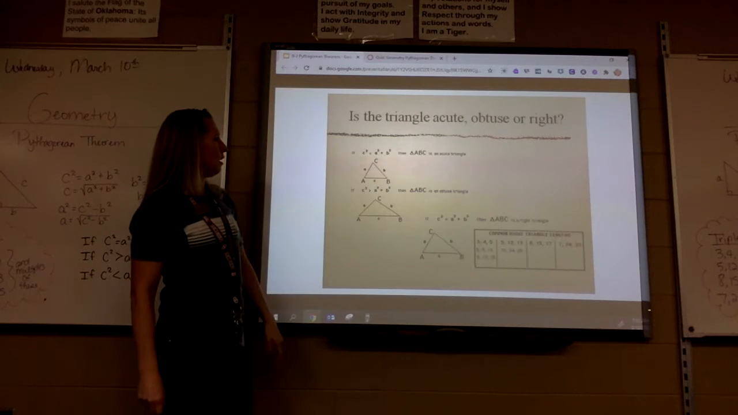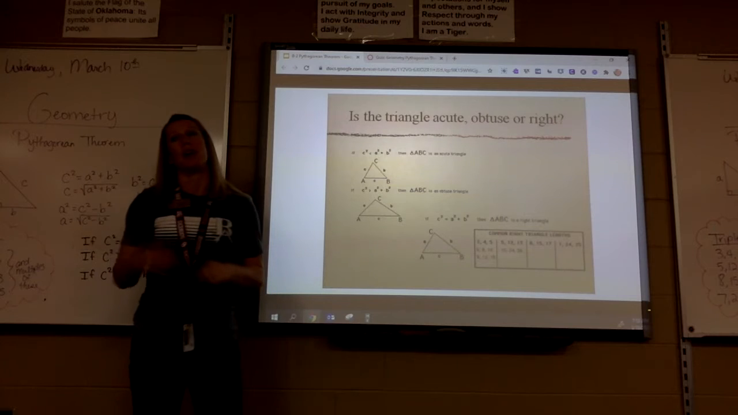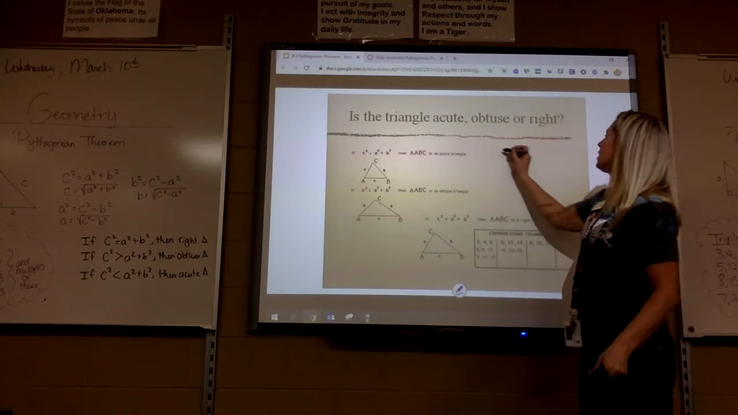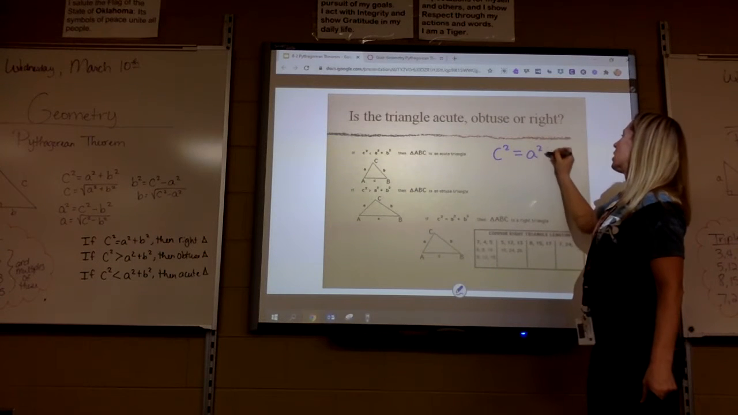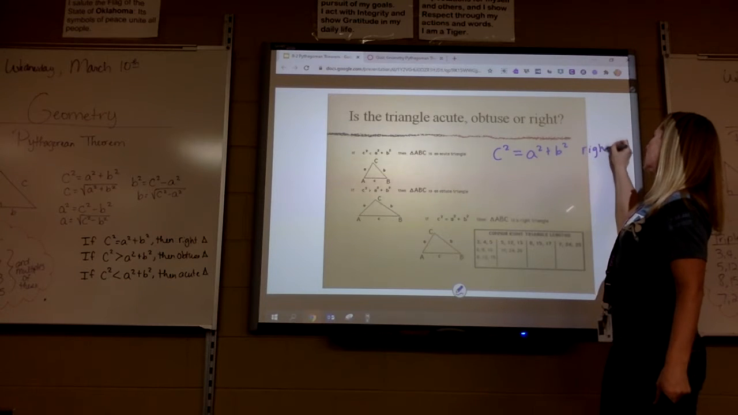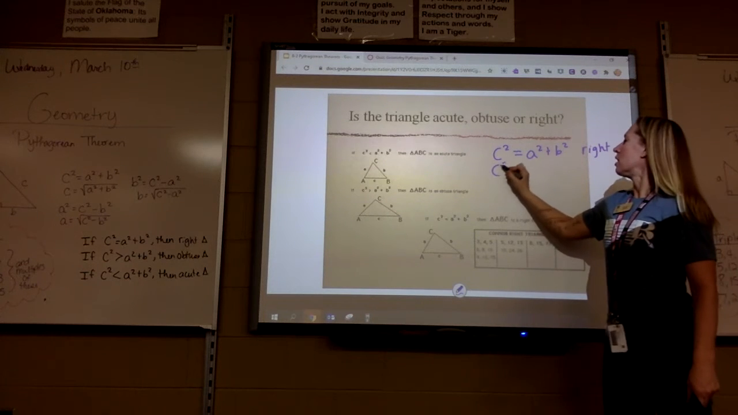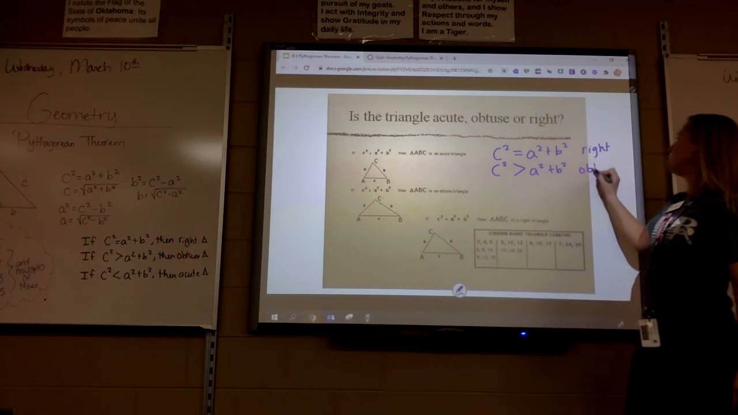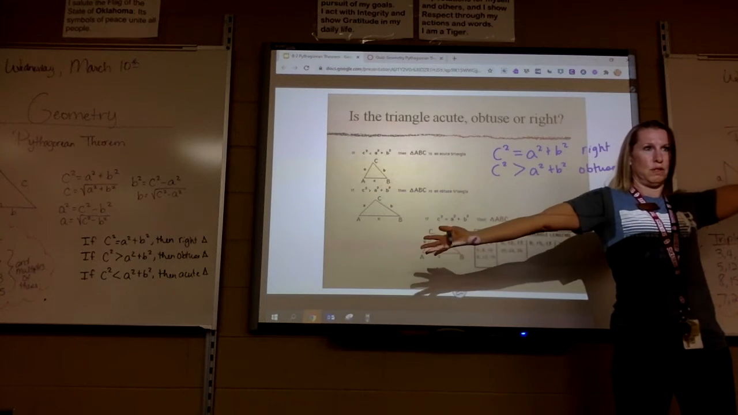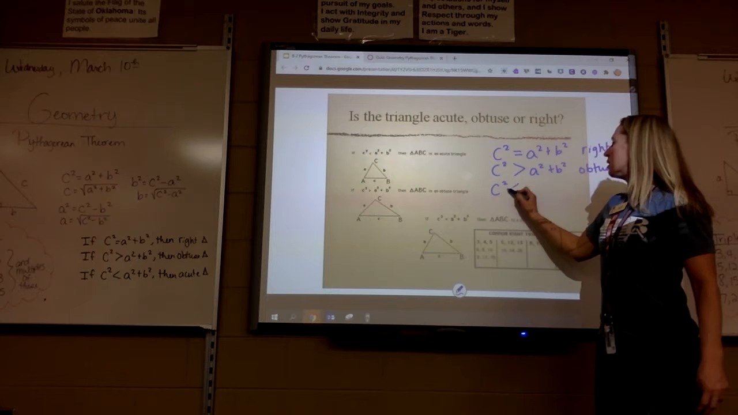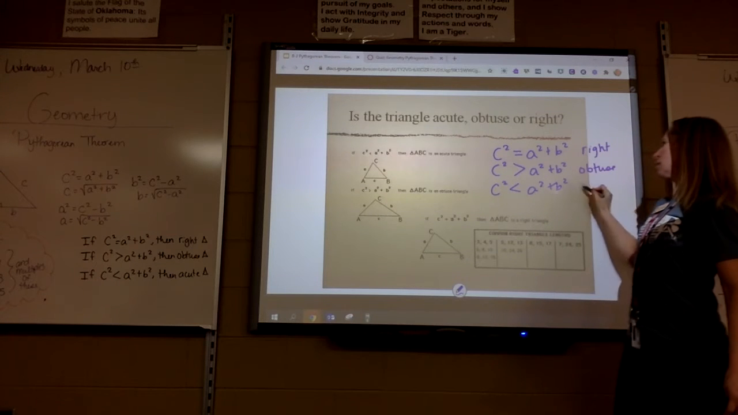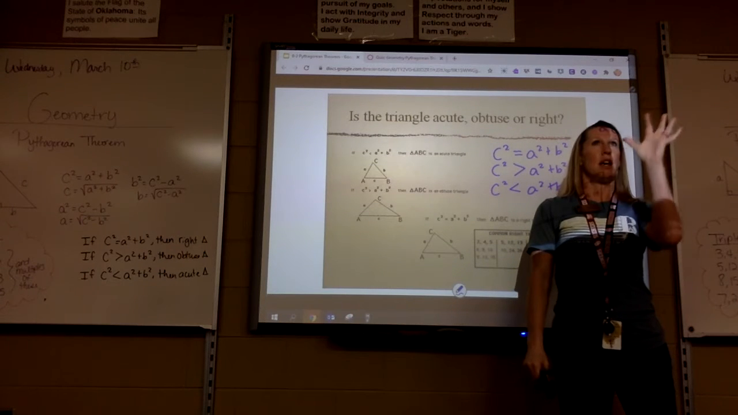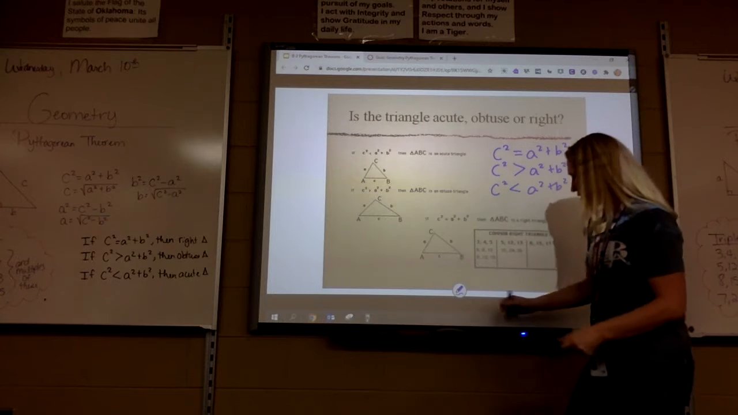Okay, so we can also use the Pythagorean theorem to decide whether a triangle is acute, obtuse, or right. So if c squared equals a squared plus b squared, it is a right triangle. But if c squared happens to be bigger than a squared plus b squared, it will be obtuse. I just remember bigger, obtuse. If c squared happens to be smaller than a squared plus b squared, it's acute. So you're going to be given 3 sides, and you have to decide if it's right, obtuse, or acute.